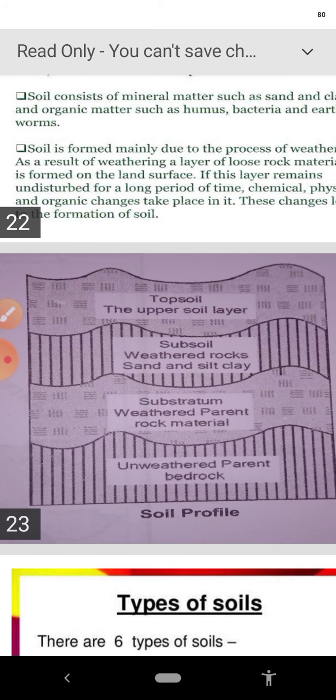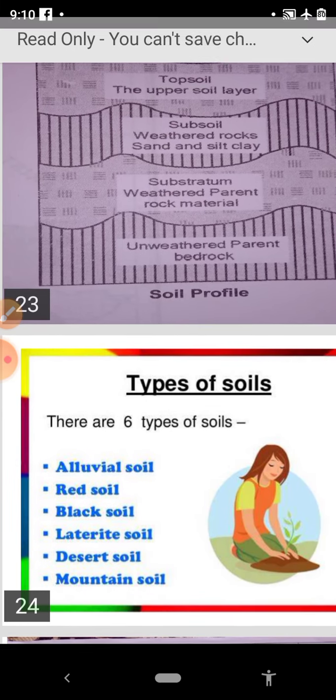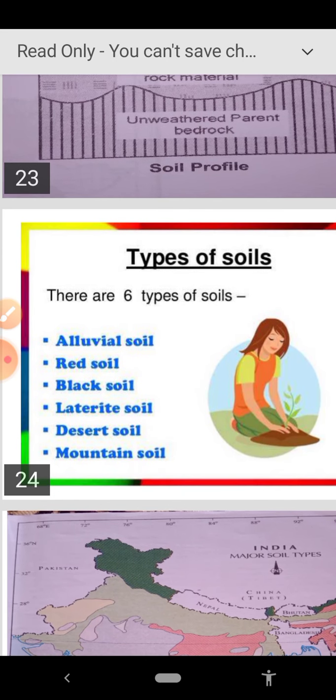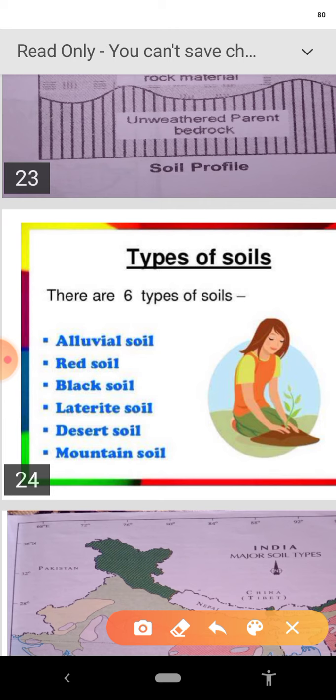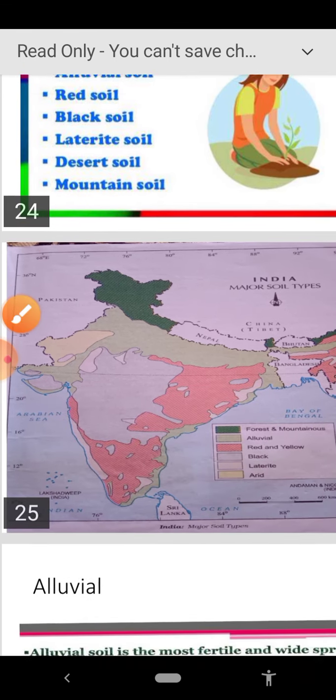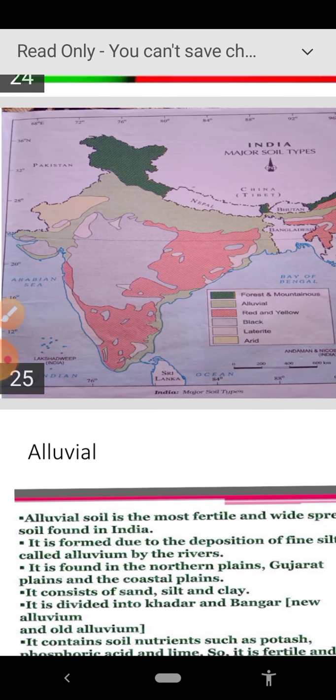After that, we'll discuss the types of soil in our country. With regard to soil in India, we get the following varieties: alluvial soil, red soil, black soil, laterite soil, desert soil, and the mountain soil. These are the main varieties of soil that we get in our country. So today we will revise the alluvial soil.